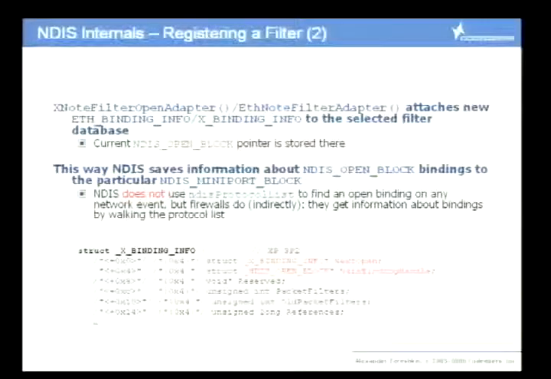Firewalls walk the list of protocols in the assumption that every protocol which will be found in the list can get packets from the network, and that the unknown other protocols can't get the packets. So you see here that NDIS saves information about the bound NDIS open block in the particular NDIS miniport block using a direct pointer.